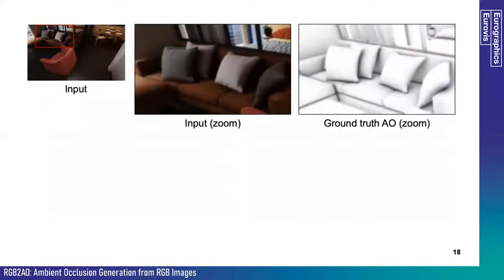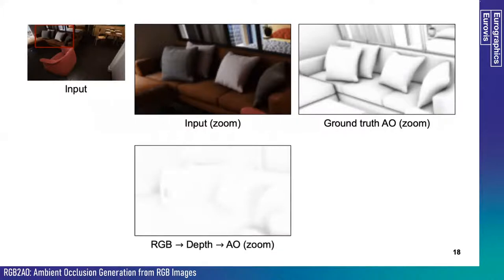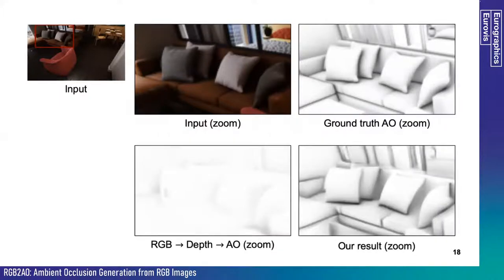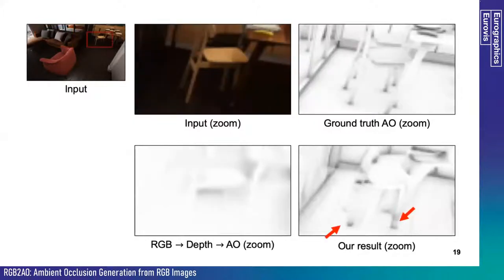Here, we show the enlarged view of the input RGB and ground truth AO image for visibility. Given this input, RGB2Depth2AO produces very blurry output. In contrast, the result of our model is much better with less blur. This is the other part of the image. We can see that our result is especially better at the legs of the chairs.